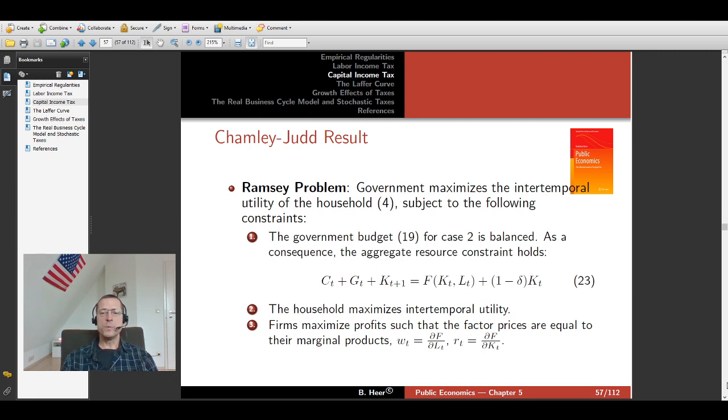So we only assume that production F has constant returns, that the marginal products of capital and labor are of course decreasing, and that we have competitive goods and factor markets, so that the factor prices are equal to the marginal products. So w_t is equal to the marginal product of labor, and r_t is equal to the marginal product of capital.